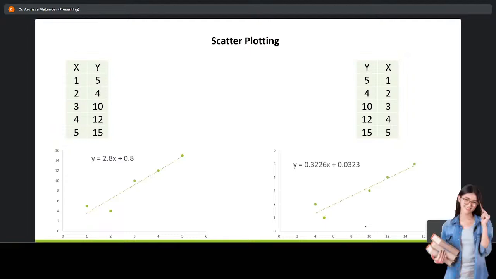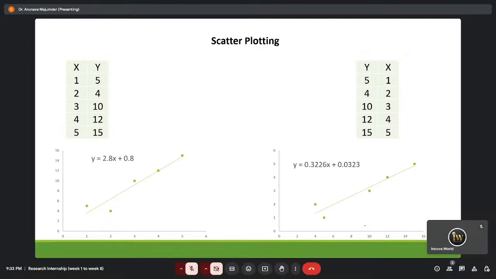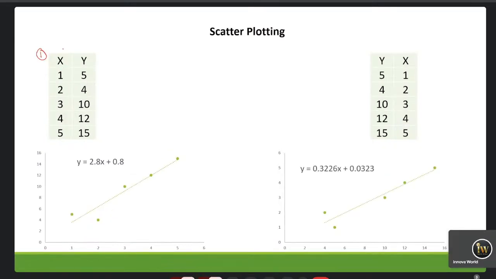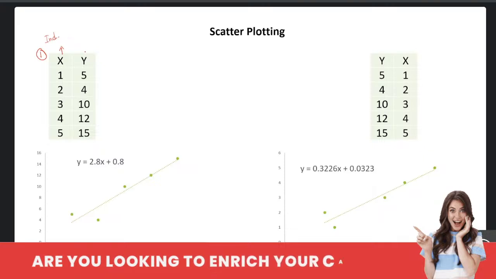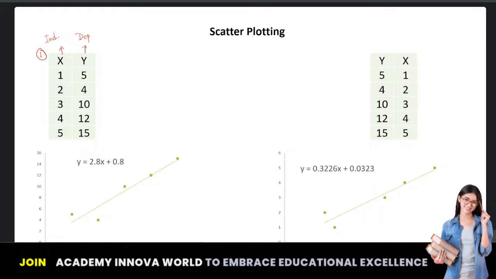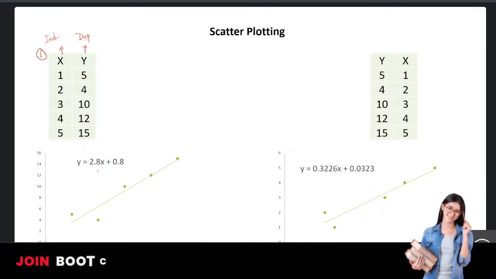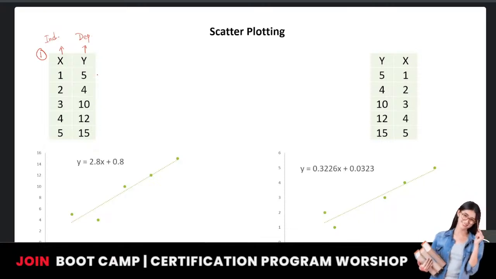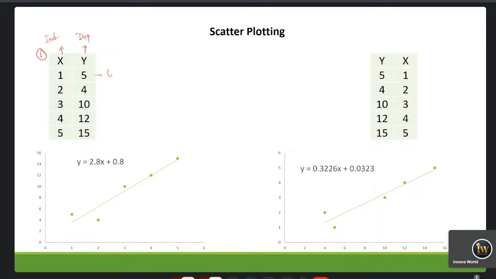So let's start with the scatter plot first. What a scatter plot is: let us suppose a data set is given to you. Here we can see this is our first data set. Here X is considered the independent variable and Y is considered the dependent variable. If we plot these points, look at the first point. What is the first point here? 1 comma 5. What is the second point? It is 2 comma 4, and so on.